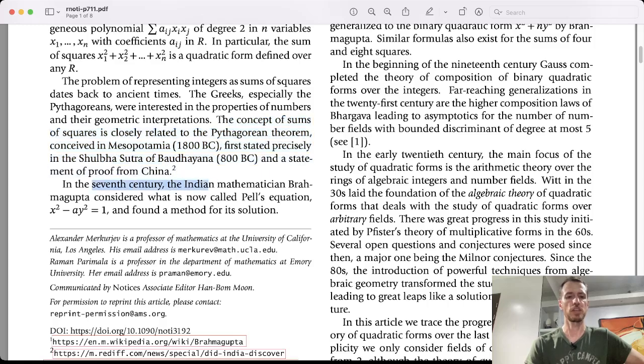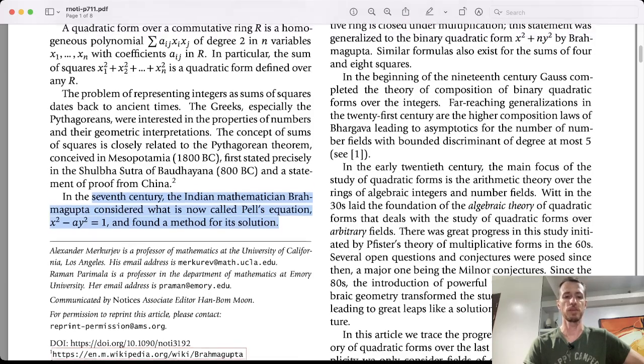In the 7th century, the Indian mathematician Brahmagupta considered what is now called Pell's equation, x squared minus a y squared equals 1, and found a method for its solution. Pell's equation, of course, in the 20th century saw a resurgence in importance due to its use in the proof of the DPRM theorem.